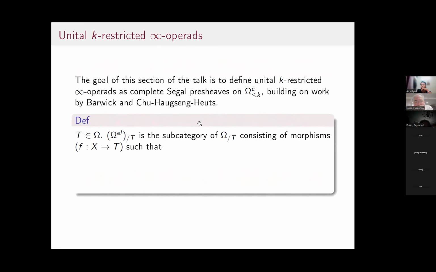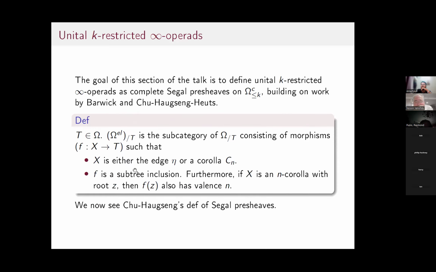First, we start off defining a subcategory of sigma over T, which consists of morphisms from X to T such that X is either eta or a corolla, and f is a subtree inclusion. Furthermore, if X is an n-corolla with root Z, then f of Z also has valence n. So now, for this model, we first see what a Segal presheaf is.